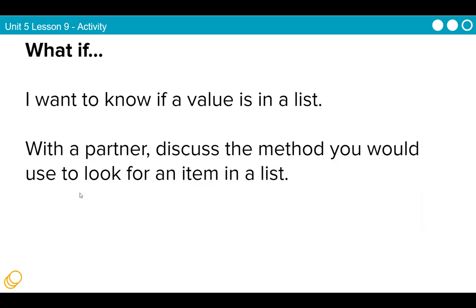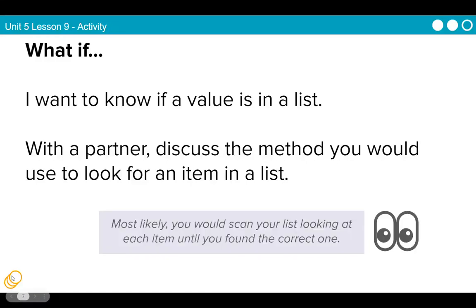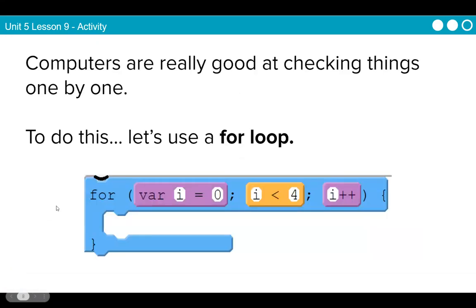So what if I want to know if a value is in a list? With a partner in the class, you should be discussing the method you would use to look for an item in a list. You're going to want to write this down in your digital journal. As a human being, you'd probably just look at the list and check each one, and go until you found the correct one. Not hard. Computers are doing basically the same thing.